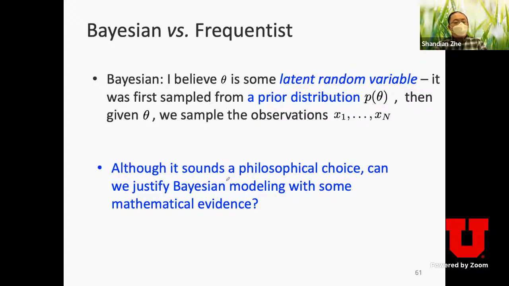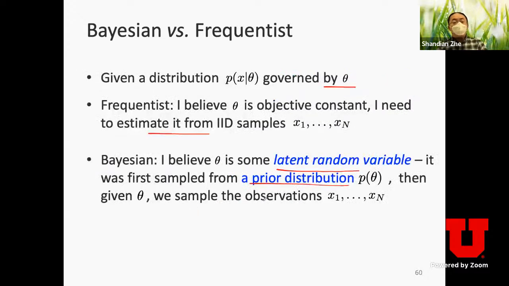Although this sounds like a philosophical choice, the question is, can we justify the Bayesian model with some mathematical evidence? If we can show that for a particular type of data, the generation of this data indeed corresponds to such a Bayesian sampling procedure, then we get theoretical support for our Bayesian model.